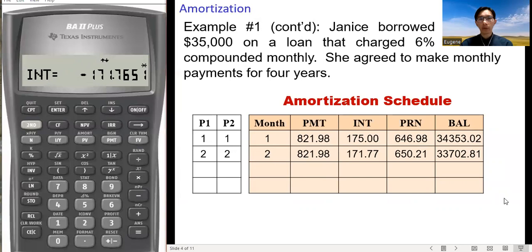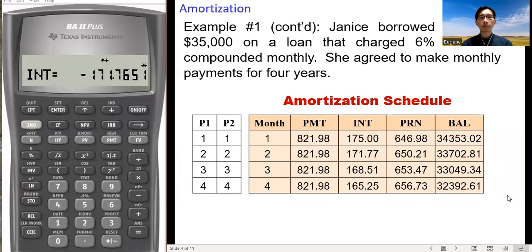We can continue with payment number 3. So P1 and P2 equal 3. And then month number 4, P1 equals 4 and P2 equals 4 to get the corresponding entry.